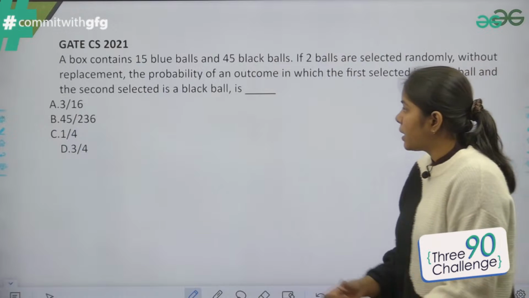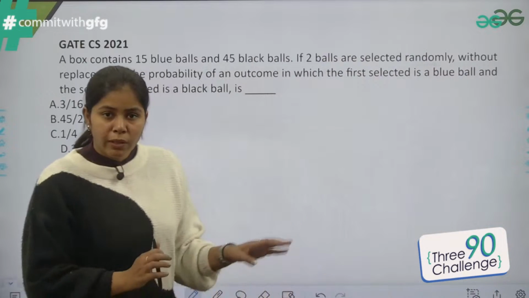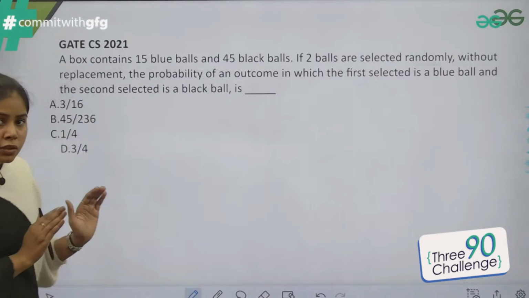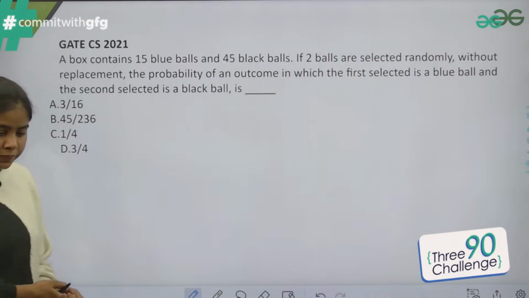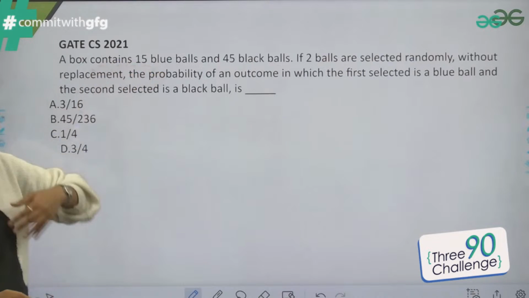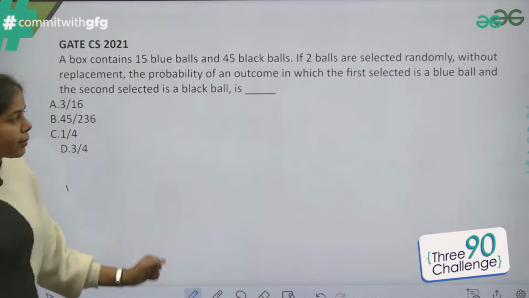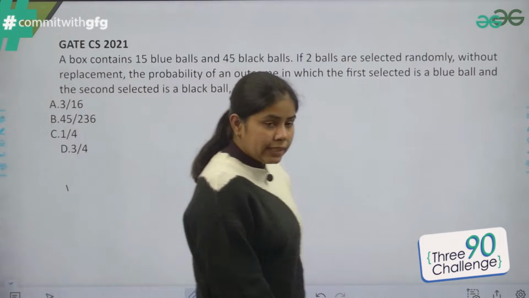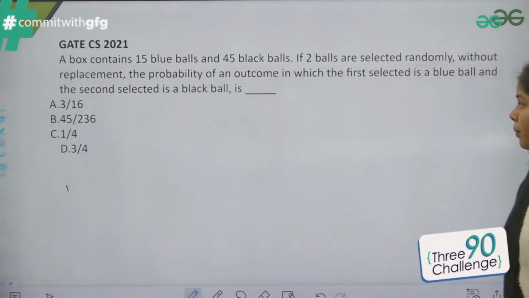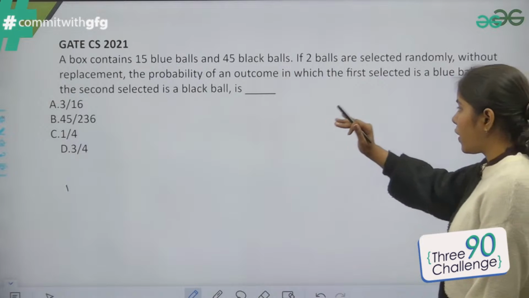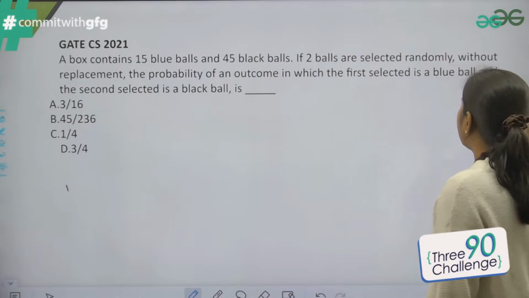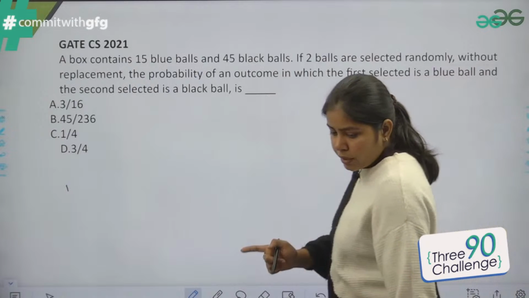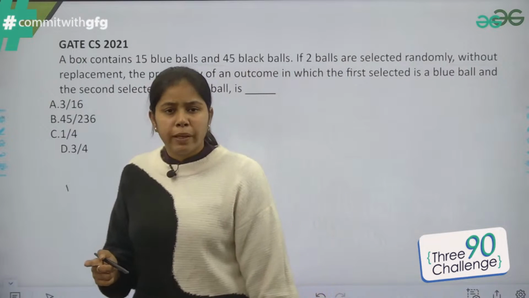So the question is saying a box contains 15 blue balls. Simple question, guys. If you read this question carefully, you will directly get the answer. The box contains 15 blue balls and 45 black balls. Two balls are selected randomly without replacement. The probability of an outcome in which the first selected ball is a blue ball and the second selected ball is a black ball. But before that, can anybody tell me what is without replacement?